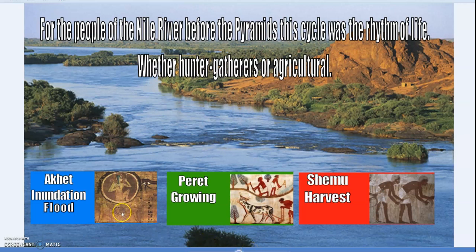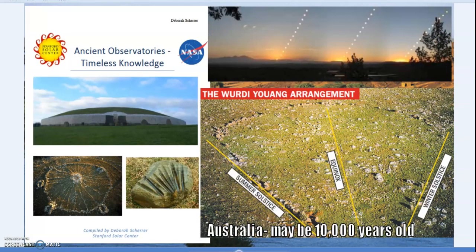These seasons would have been vital to the Egyptians before they were agricultural. So for people on the Nile River, this was the cycle, the rhythm of life, whether hunter-gatherers or agricultural. This defines essentially the human experience across the world. Now, not these 3 seasons, but the equinox and solstice that defines the year cycle.